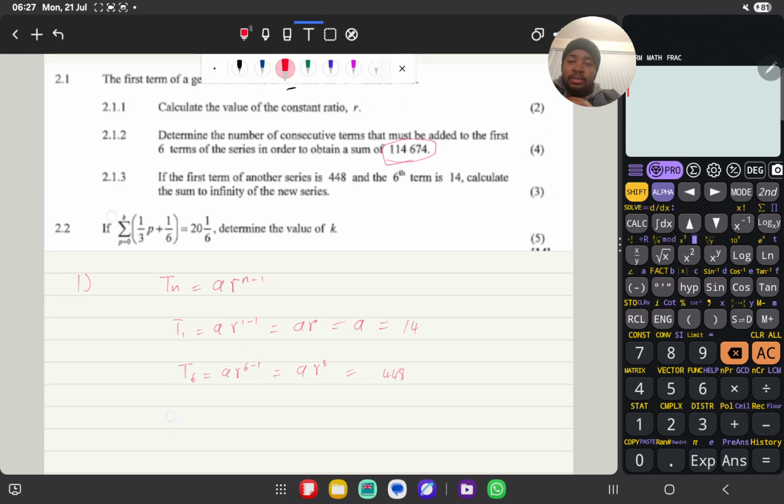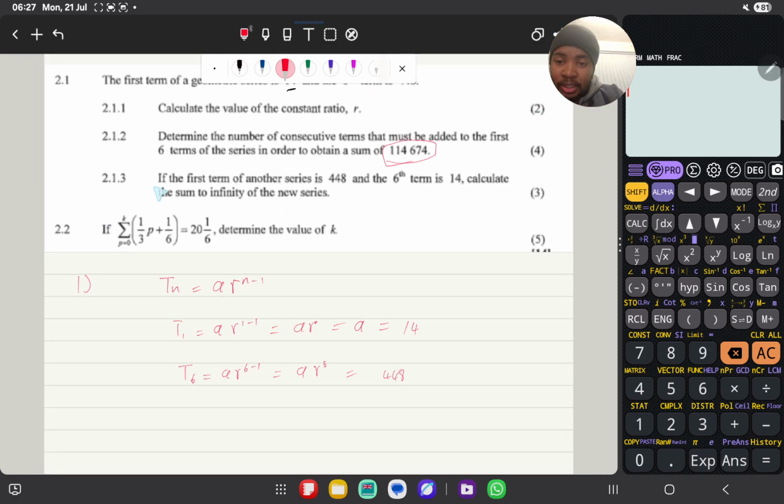Cool. So the third question says, if the first term, so now it's vice versa. The first term of the series is 448, and the 6th term is 14, right? So now we have to find the sum to infinity, right?